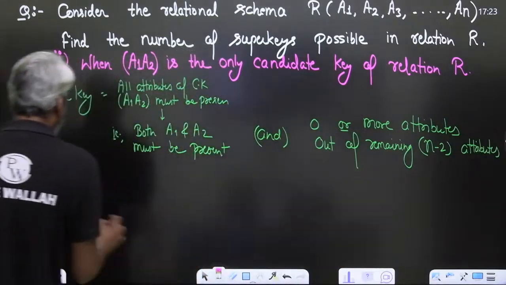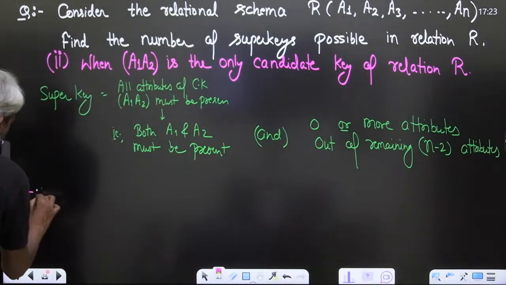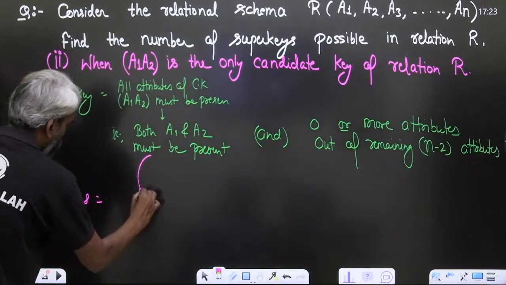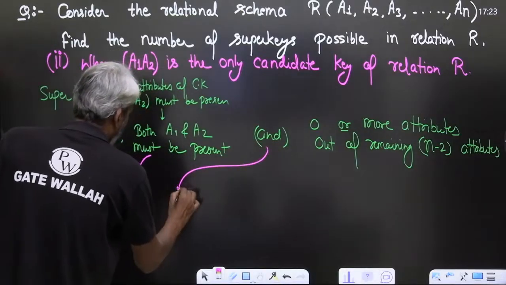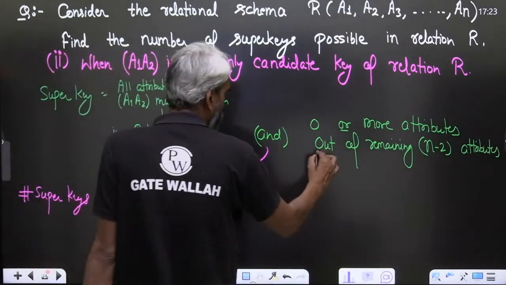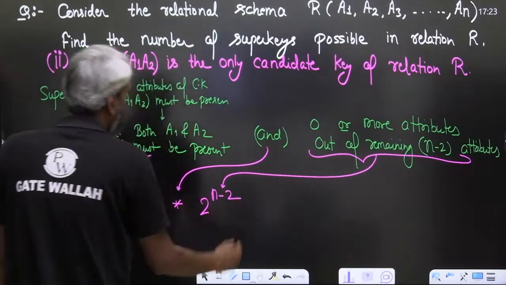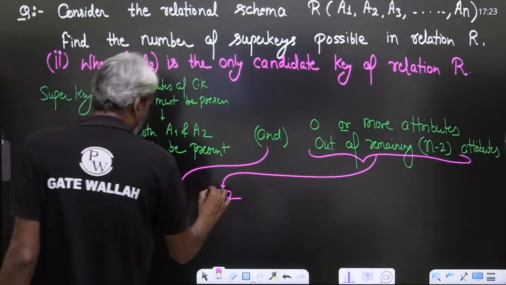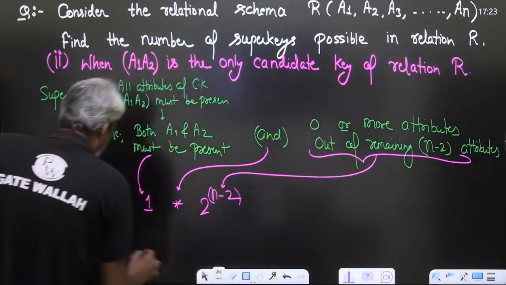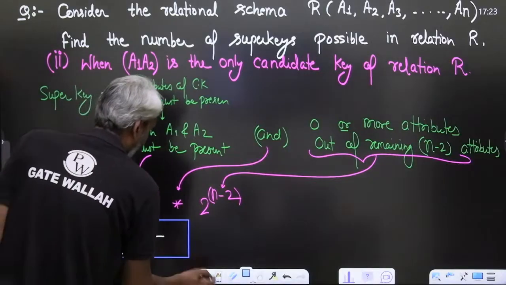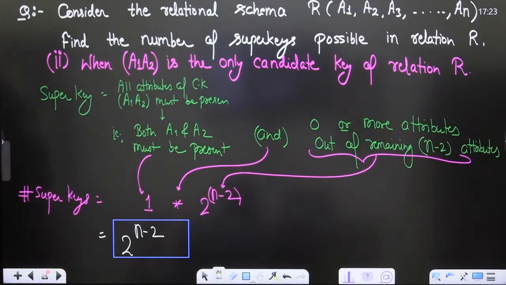So if I ask you with respect to the number of super keys, there is only one way to choose both the attributes, and for 0 or more out of the remaining n minus 2 attributes, you will have 2 raised power n minus 2 choices. Therefore, the number of super keys will be 2 raised to the power n minus 2, and this is your answer.